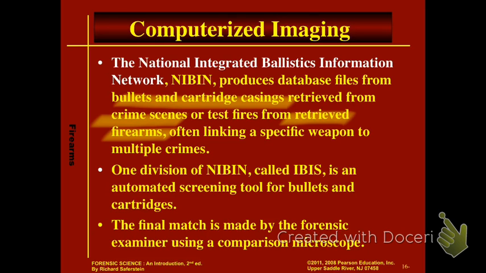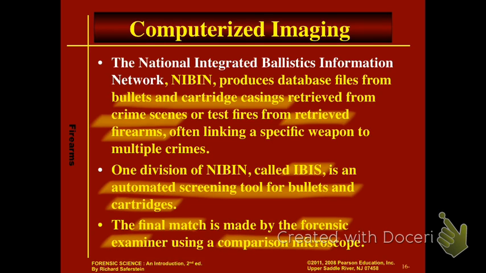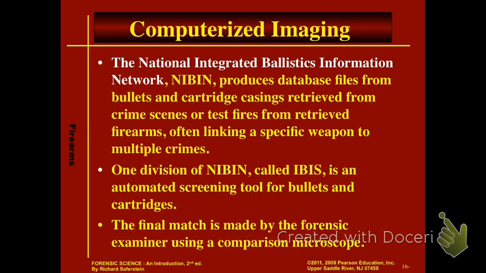One division of NIBIN, called IBIS, is an automated screening tool for bullets and cartridges. So these are screening tools, but then the final match is made by a forensic scientist using that comparison microscope.